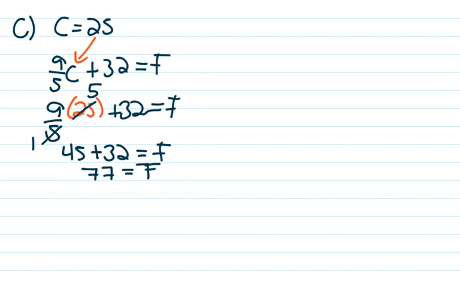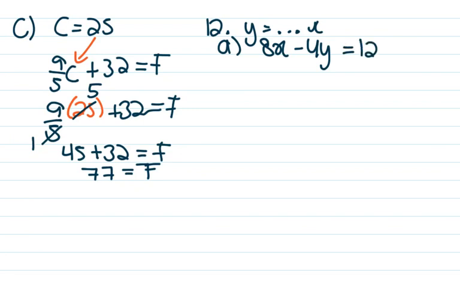Okay, number 12. Solve for y in terms of x. So again, that just means I need to make the equation look like y equals something with an x in it. So for A, 8x minus 4y equals 12. So I want to get y by itself. So first I'm going to subtract 8x from both sides. So now I have negative 4y equals 12 minus 8x.